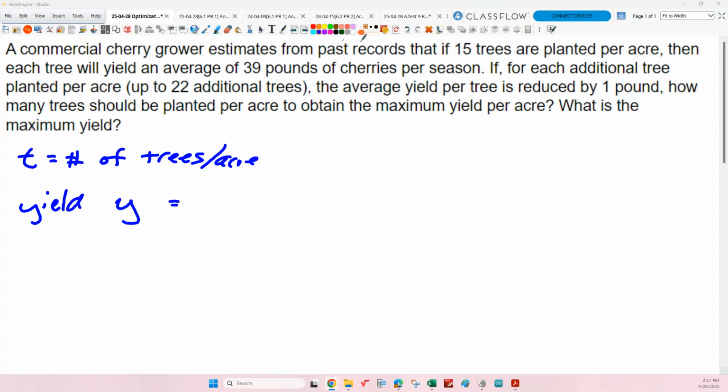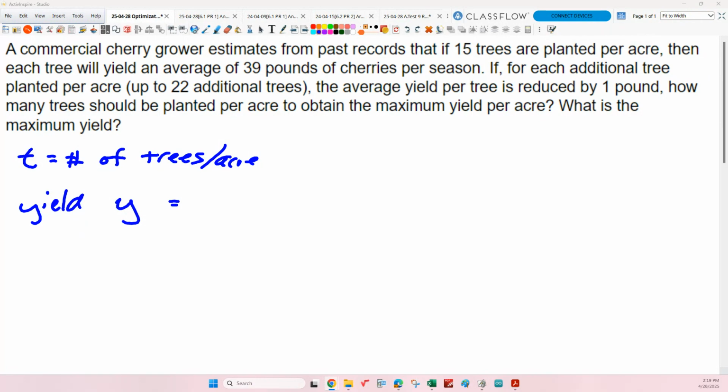Okay, what are we going to do with this? I want you guys to take a second, visit with your neighbor. Let's see if you can come up with something. So we're trying to figure out the yield. Because it tells you that if 15 trees are planted per acre, then each tree is going to yield 39 pounds, right? Make sense? Okay, what if I planted 16 trees? What would I multiply that by? 38, right? You get the idea?